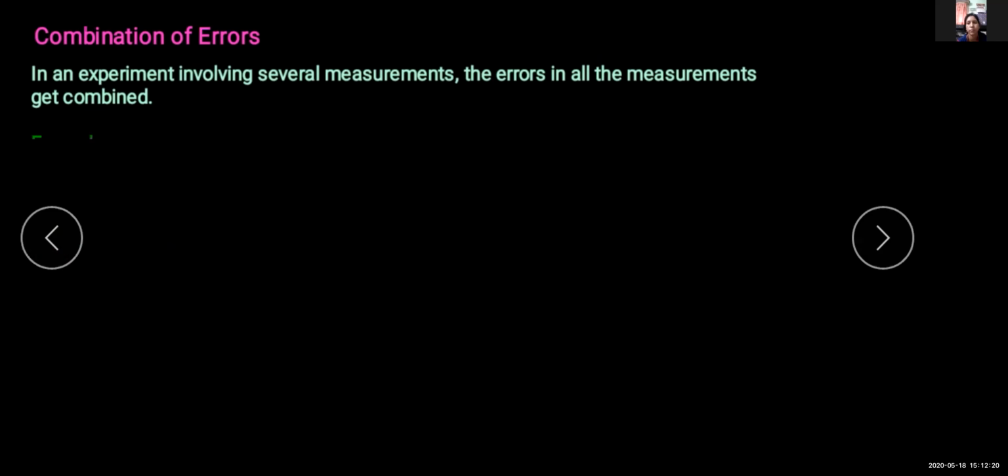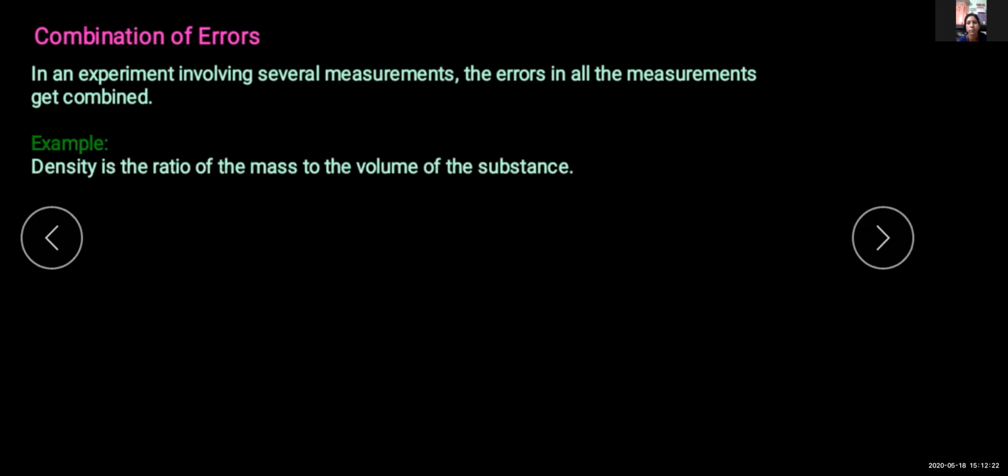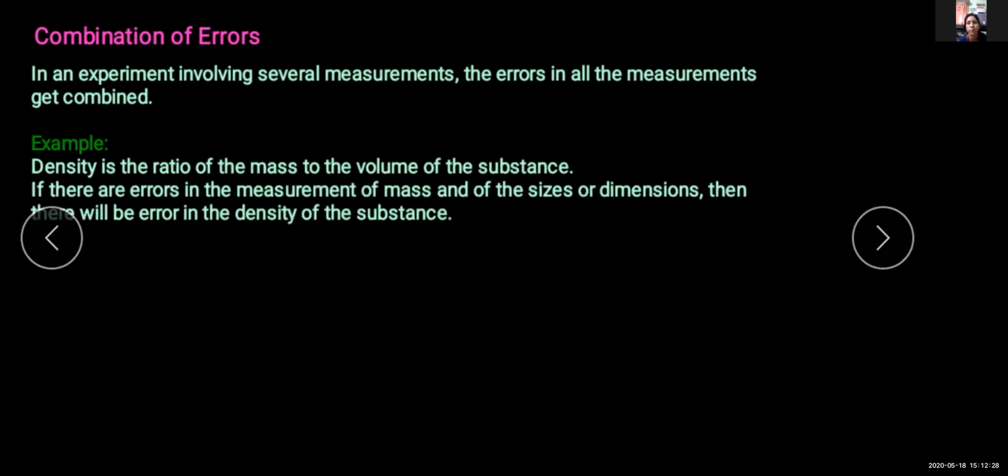So first is, we know that density is the ratio of mass to the volume of a substance. If there is error in the measurement of mass and the size or dimensions, then there will be error in the density of a substance. Clear? First is error of the sum.